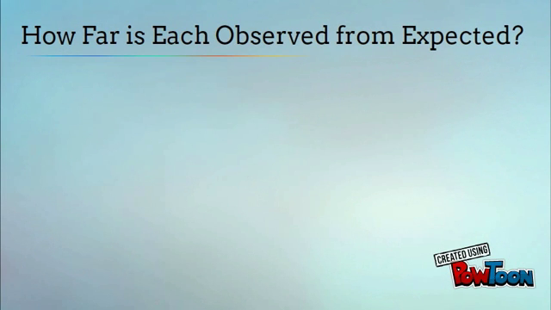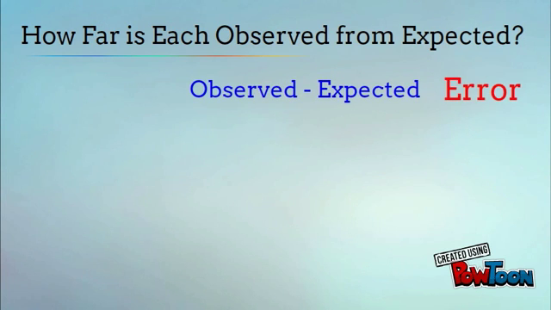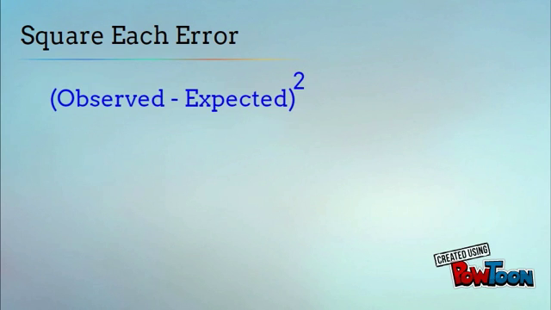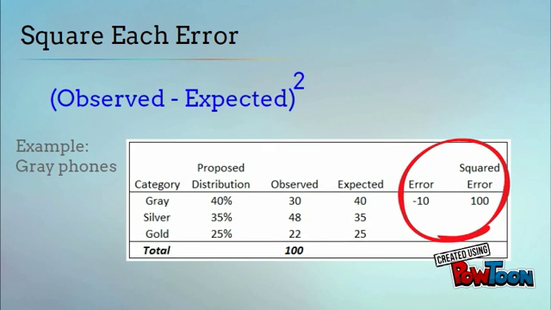Next, we measure how far away each observed count is from each expected count by subtracting the two. This is called the error. In our example, for gray phones, we would take 30 observed minus 40 expected, and that equals minus 10. To make sure the positive and negative differences don't cancel each other out, we square the difference. In our example, minus 10 squared equals 100.